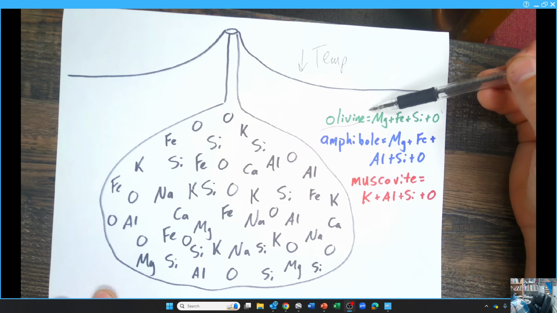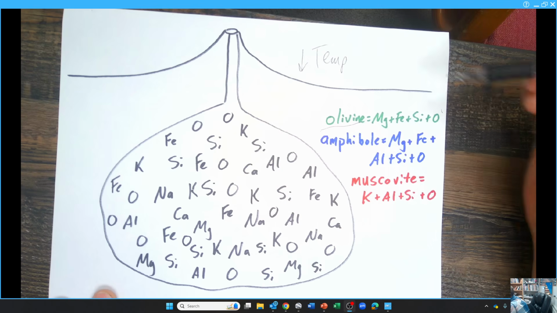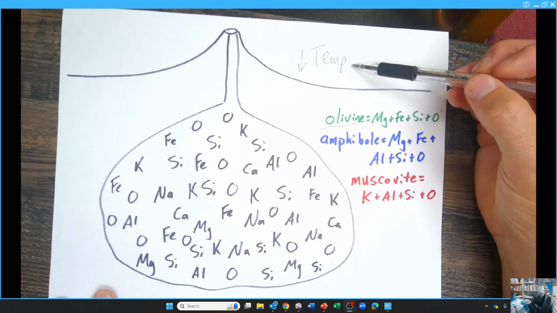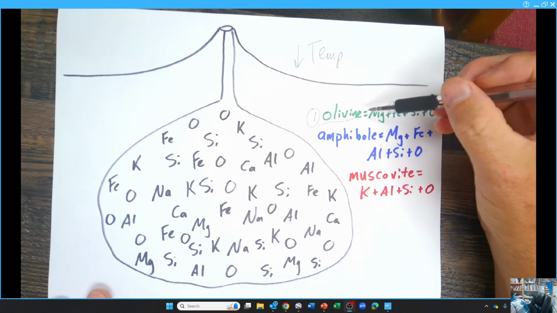And what's the recipe to make olivine? Well, you need magnesium, you need iron, you need silicon, and you need oxygen. And olivine is quite happy and stable at these high temperatures. So that's why it's going to be first. It's going to be the first mineral to crystallize.